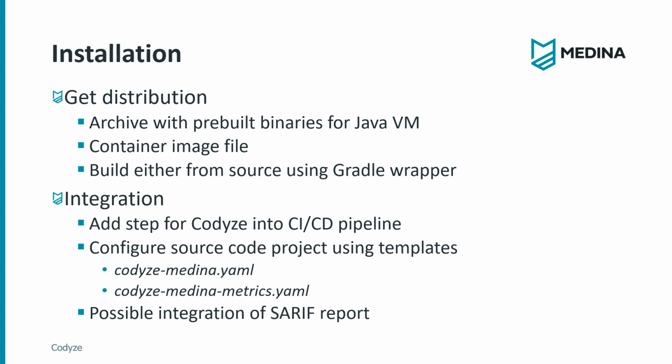Codyze is distributed as archive, container image, and source code. The archive contains pre-built binaries of Codyze for the Java VM. The container image bundles Codyze with a Java environment. From source code, an archive or a container image can be built. For the integration into a CI/CD pipeline, the most suitable distribution can be used. The details of the integration depend on the platform. Due to the many choices, details cannot be provided here.